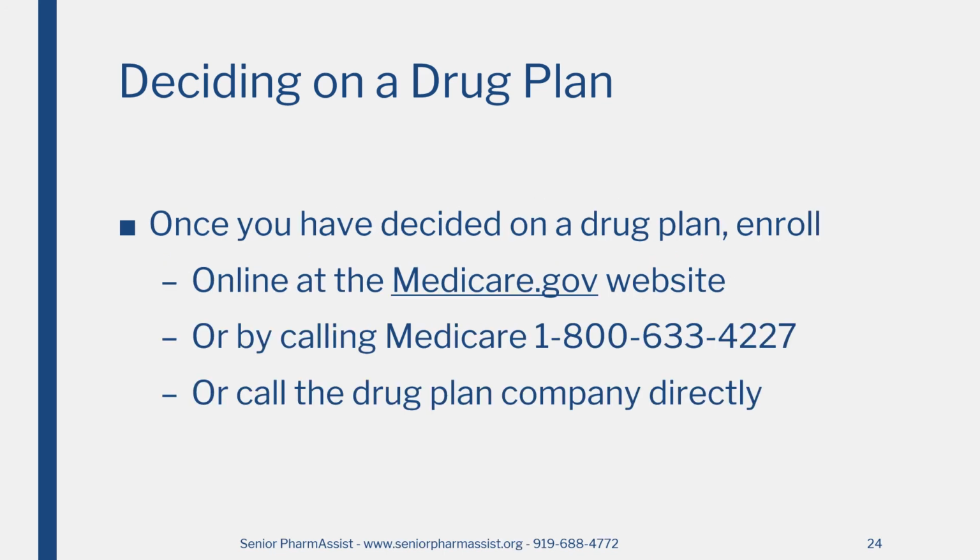Once you have decided on a drug plan, you can enroll in one of 3 ways. Online at the Medicare.gov website, the counselor at Senior Pharmacist can help you with this. Or by calling Medicare at 1-800-633-4227. Or by calling the drug company directly.